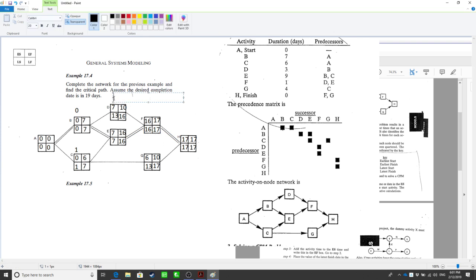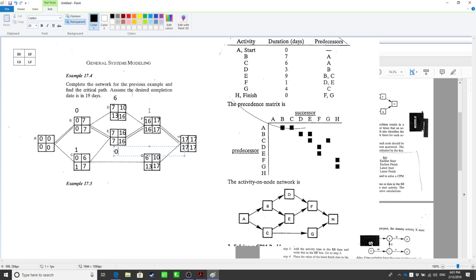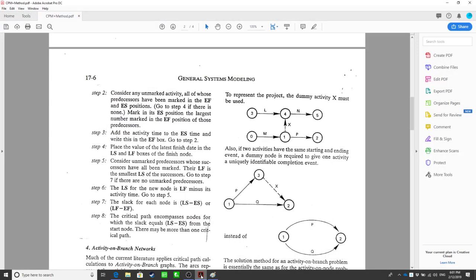Okay, let's calculate. For D, it's going to be 6, right? And for E, it's going to be 0. And here it's going to be 0. This is going to be 0. Oh, no, it's going to be 7 slack time, right? So we have the slack time for each of the activities. You can see in G, we actually have a large slack time there. Okay, so how can we identify the critical path?